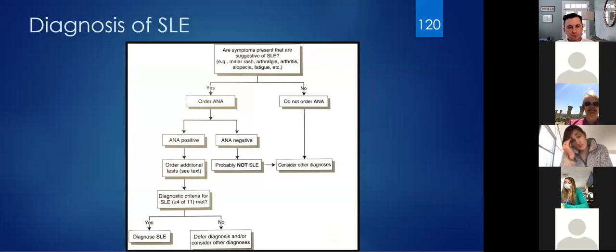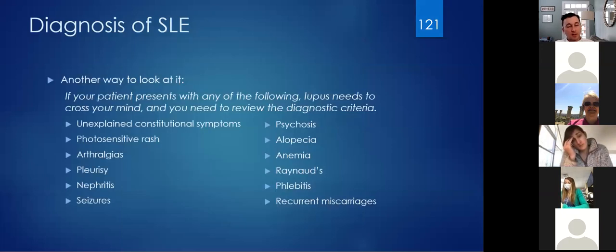other criteria, okay? Again, another way to think about it, basically, if you have any patients that have any of the following symptoms that are unexplained, you need to be thinking about lupus, okay? So unexplained constitutional symptoms, a photosensitive rash, arthralgia, pleurisy, nephritis, seizures, you guys can read. Again, this is a huge net that you're casting out. I'm not saying order an ANA in all these patients, but if you see any of these symptoms, you need to be thinking, hey, am I sure that I've got an explanation for these symptoms, or do I need to be considering lupus?